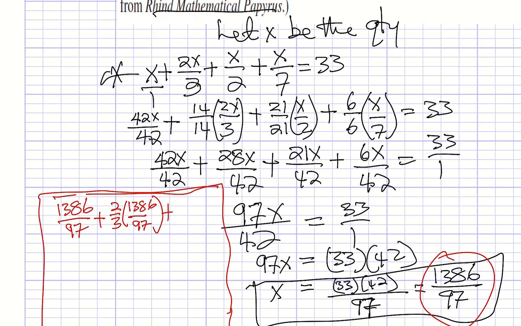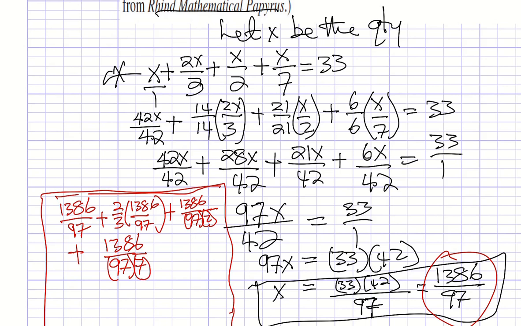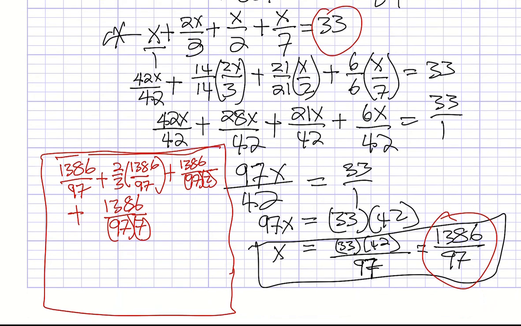And then here, 1386 over 97 times 2 in the denominator, plus 1386 over 97 times 7 in the denominator right there. That's the last one. Would all that add up to that? That's what you have to do. So it's a lot of work, man.